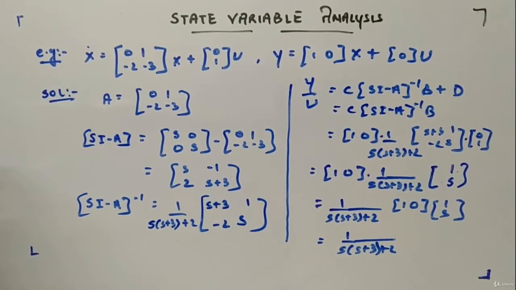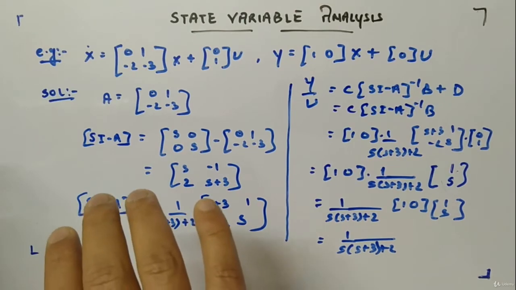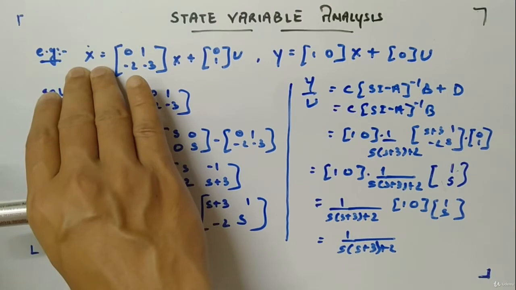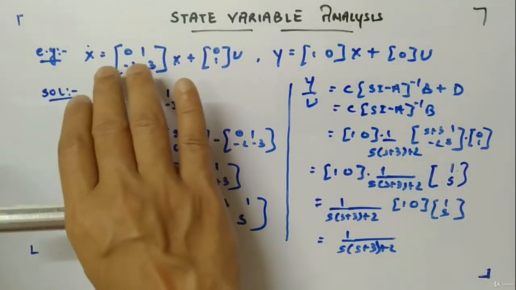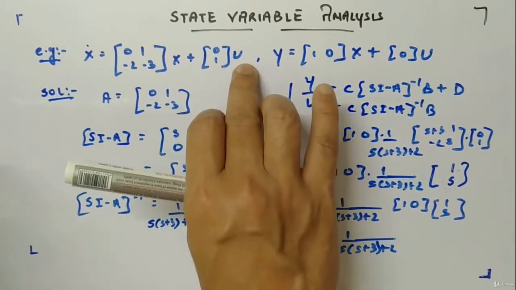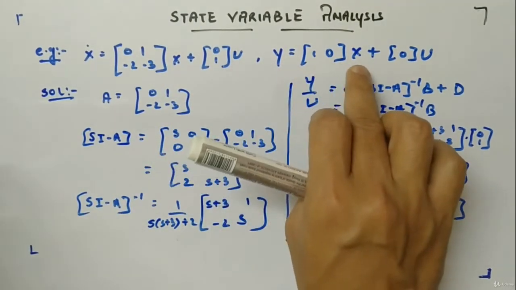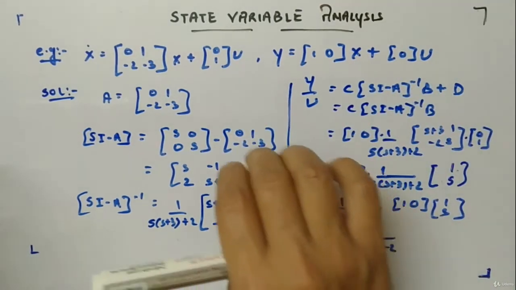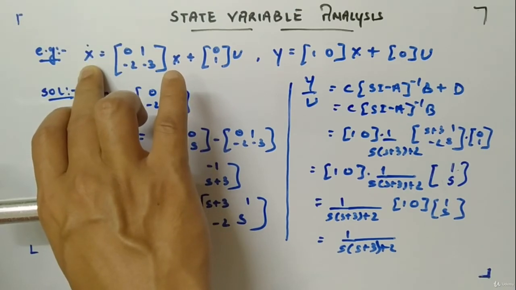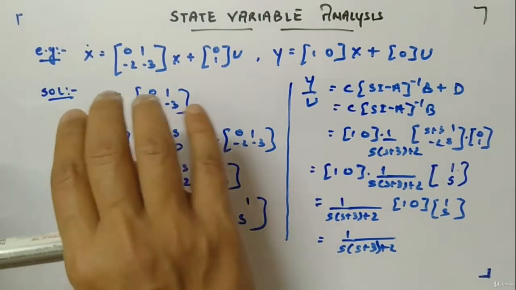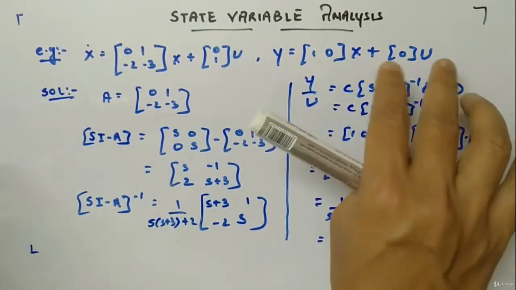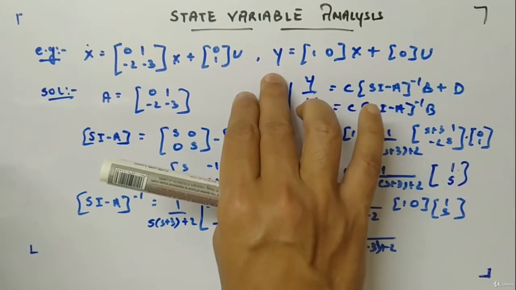Okay, let's look at an example of how you can convert state equations into a transfer function. Let's say the example given to you is x dot, in vector form, equal to [0 1; -2 -3] x plus [0; 1] u, and y is equal to [1 0] x plus 0 u. x are the state variables, x dot is the differentiation of the x variables. These all are in matrix or vector form. u is your input, y is output.